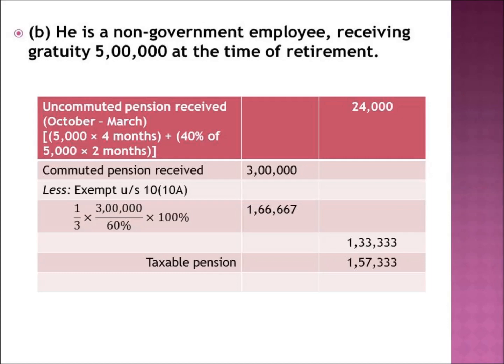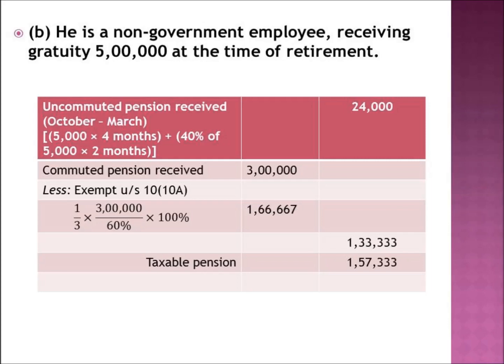And what is the exemption part? Exemption is 1/3 of the 100% of commuted pension. So 1/3 of rupees 5 lakhs comes to 1,66,667. So this is the exemption granted in case of non-government employees in receipt of gratuity. Understood how this calculation is done? 1/3 of the full value of pension had I commuted 100% of my pension.